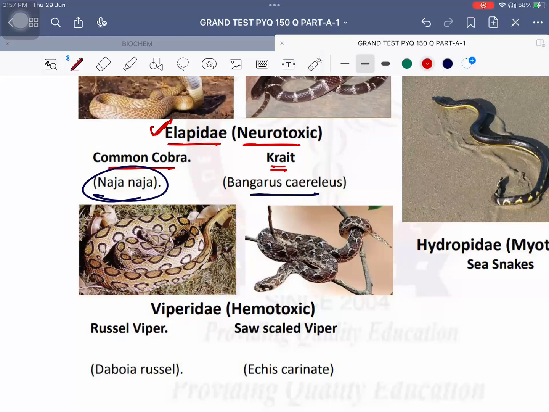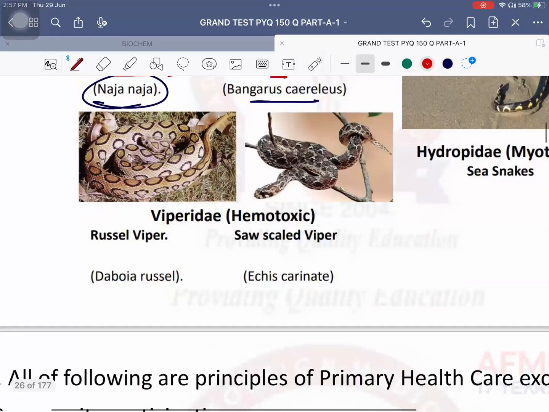Next is the Viperidae family. Viperidae family is hemotoxic, also known as vasculotoxic. Here we have vipers, that is the Russell viper and the saw-scaled viper. Even we can have the pit viper, but in India these two, Russell viper and the saw-scaled viper.